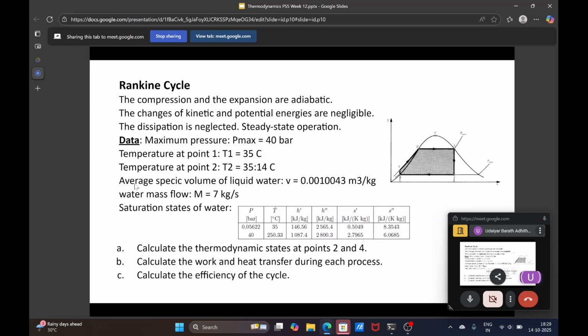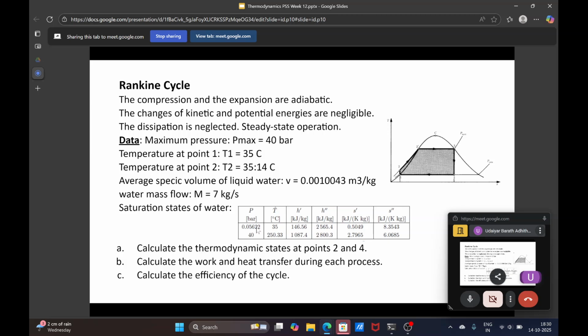Next, what is given is an average specific volume of liquid water, which is 0.0010043 meter cube per kg, and the water mass flow rate is given as 7 kilograms per second. A table is also given with the data of the saturated states of water, with both saturated liquid and saturated vapor data. Then what we need to find out is the thermodynamic state points at 2 and 4, the work and heat transfer during each of the processes, and the efficiency of the cycle.